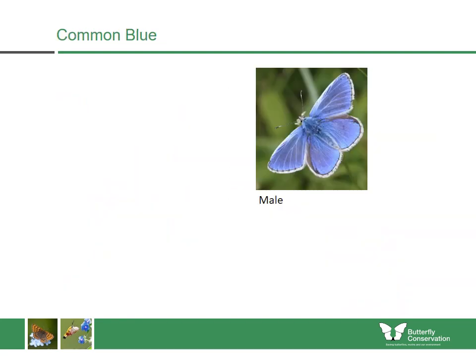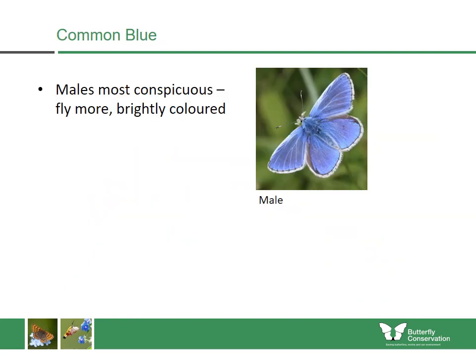Now we're on to the Lycaenidae. So we'll start with the common blue. The males of this species are very conspicuous. They fly a lot more than the females and they're very brightly coloured. And they're our only common widespread blue butterfly.